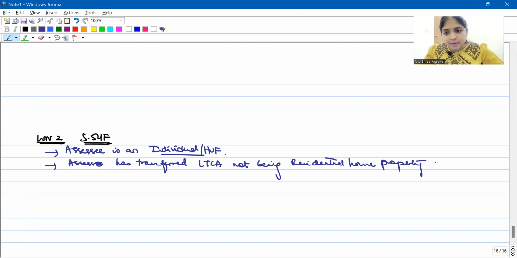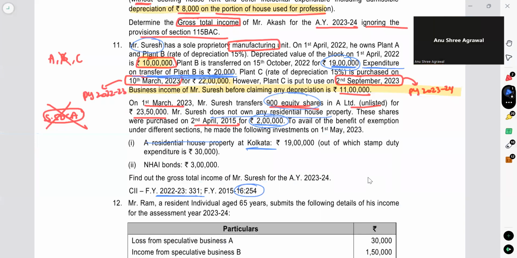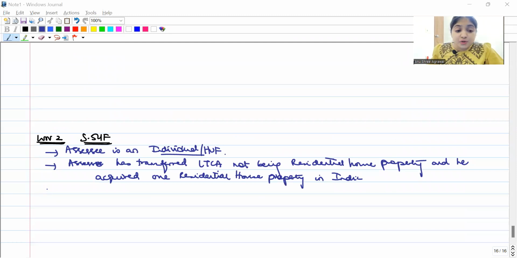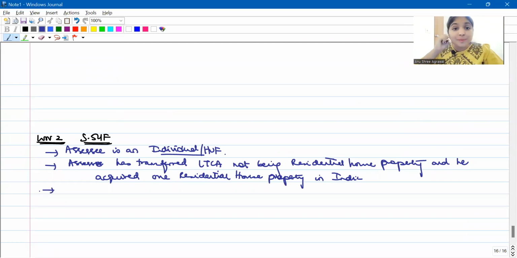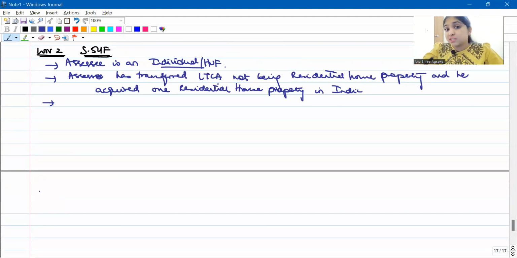And what are you supposed to buy? And he acquired one residential house property in India. Did he acquire it in India, guys? Yes, in Kolkata. Condition fulfilled. Then he should have acquired within how long? I mean, what's the period over here? He should have acquired within 1 year before transfer or 2 years after transfer, or if he's constructing, he should have finished the construction within 3 years from transfer.